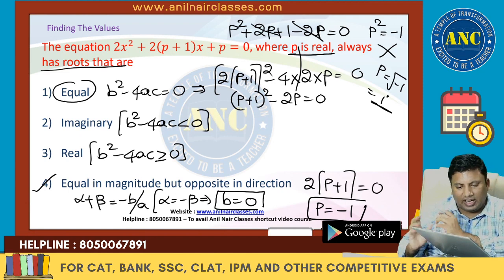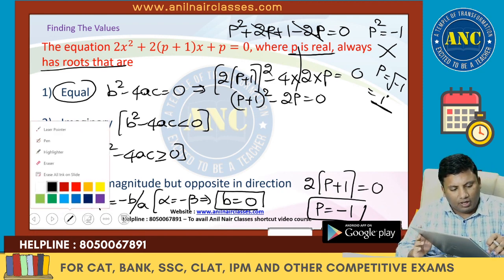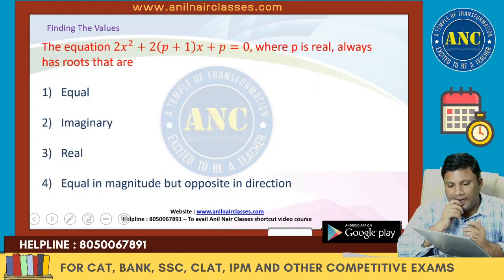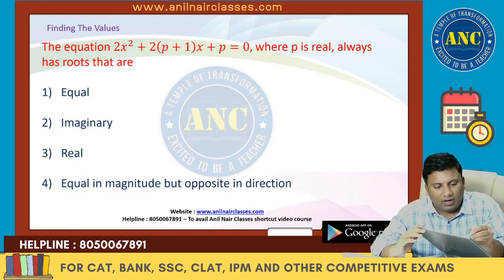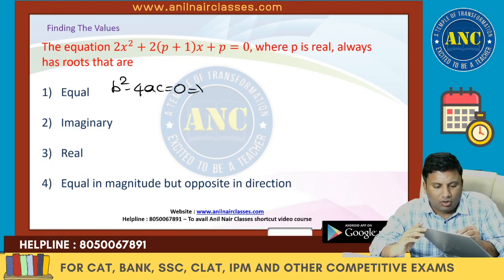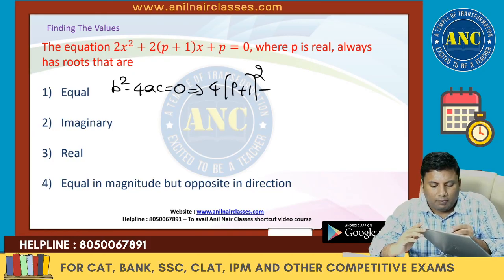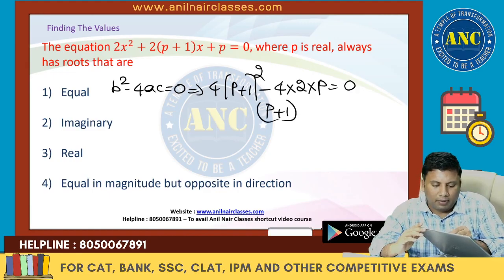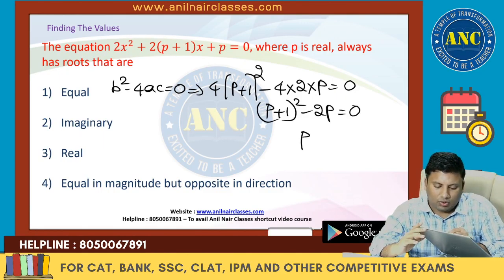I hope it is clear, right? Idea clear? Let me see why we are getting i. Roots are equal: b square minus 4ac equivalent to 0. 4 into (p plus 1) whole square minus 4 into 2 into p equivalent to 0. This is nothing but (p plus 1) whole square minus 2p. Yes, I am right. P square plus 1 equivalent to 0. P square equivalent to minus 1.